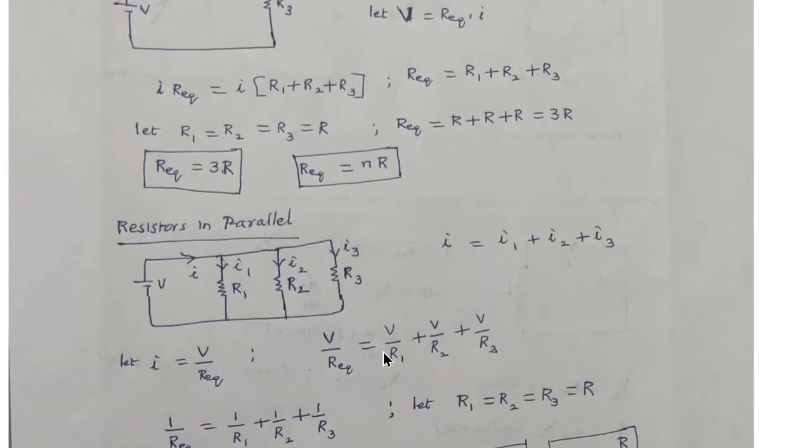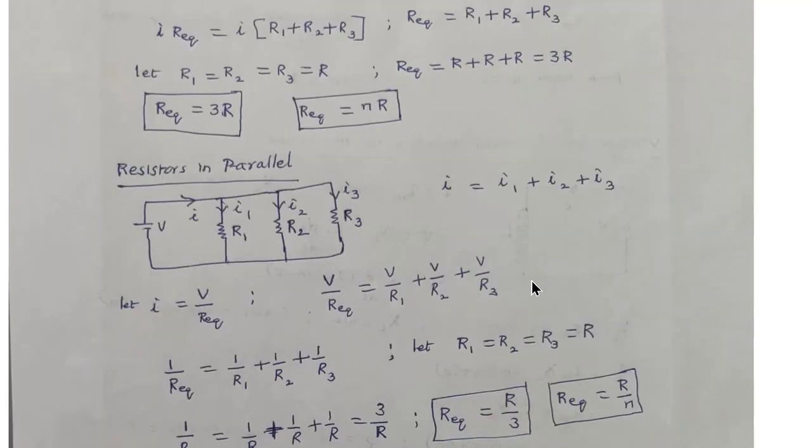Similarly, when the resistors are connected in parallel like this, here R1, R2, R3 are connected in parallel to the supply called V. Then this supply supplies the total current I, and this branches: R1 receives current I1, R2 receives I2, R3 receives I3. And we can write the KCL at this node, that is, the input current I is equal to the sum of the leaving currents, that is I1 plus I2 plus I3.